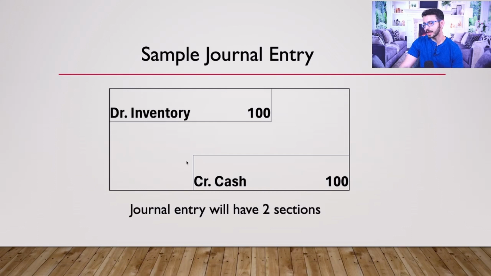Now, as per our transaction, we did pay $100 to get $100 worth of lemons. Now, in our case, that $100 worth of lemons is nothing but inventory because we are going to use that. We are going to extract the juice out of those lemons and we're going to sell that as lemonade.